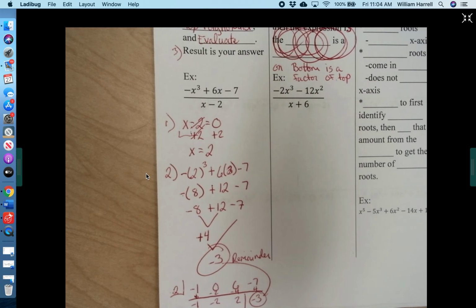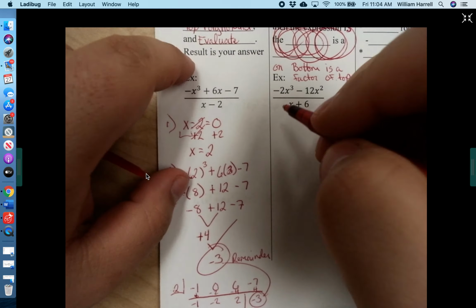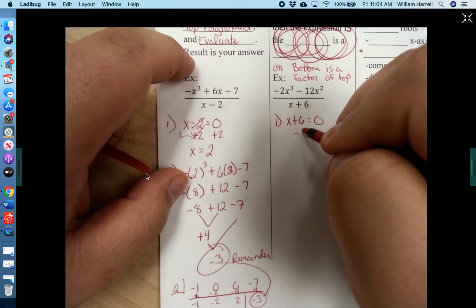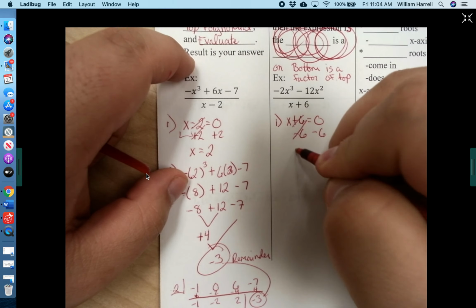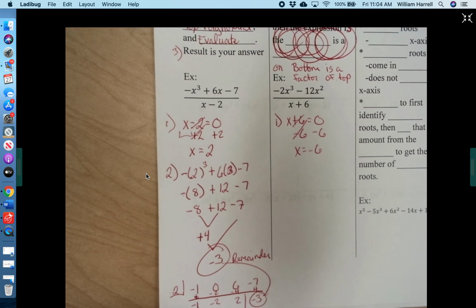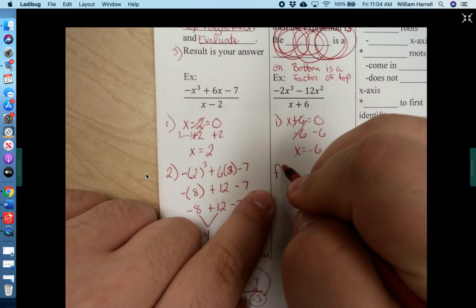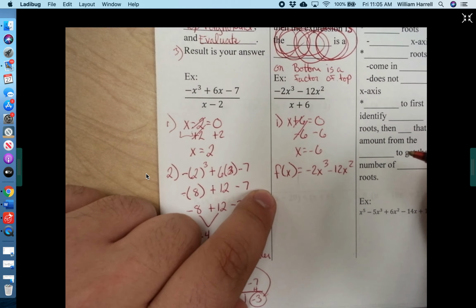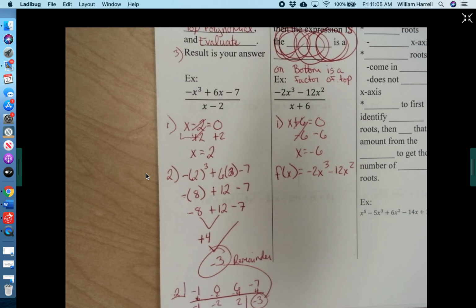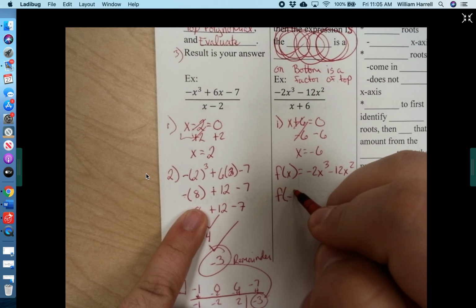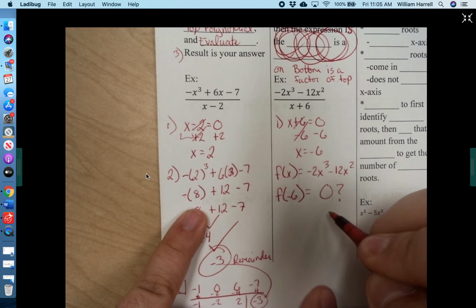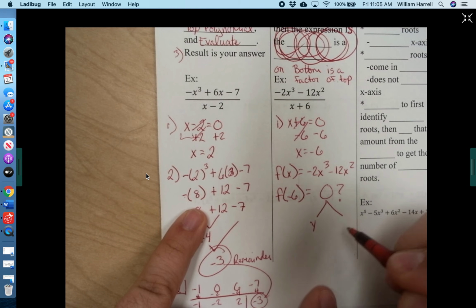Okay. So if I want to do this one really quick, again, step 1, I have to do it by hand all the time. x plus 6 equals 0. Subtract 6 from both sides. When I do, I have x equals negative 6. From here, I'm going to say f of x equals negative 2x cubed minus 12x squared. And that's the only thing I need to do. And then I just need to do f of negative 6 equals, does it equal 0? If yes, then it's a factor. If no, then it's not a factor.